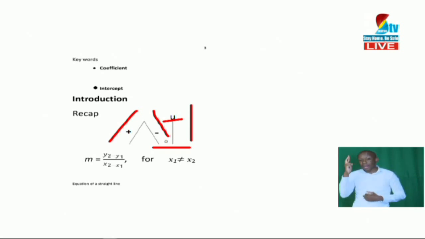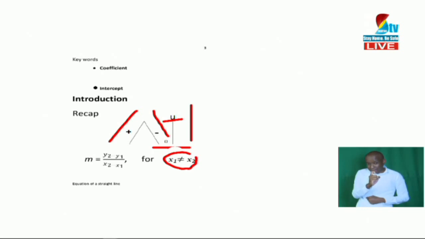Remember, in order for a gradient to be defined, the value of x1 should not be equal to the value of x2, because when that happens you end up dividing by 0, which is not allowed in mathematics. So this is what you should remember.